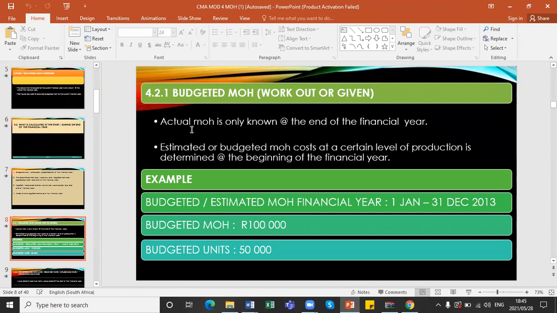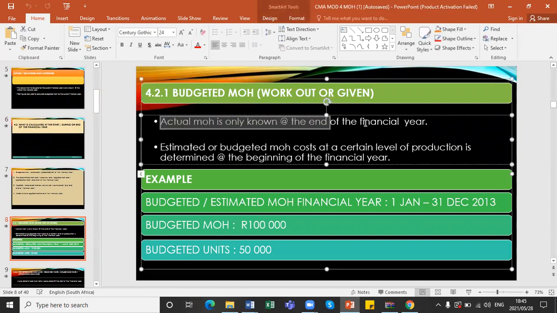Budgeted overheads. Like I said, actual overheads is only known at the end of the financial year. But at the start of the financial year, you estimate how much you want to spend in MOH expenses for the current financial year.